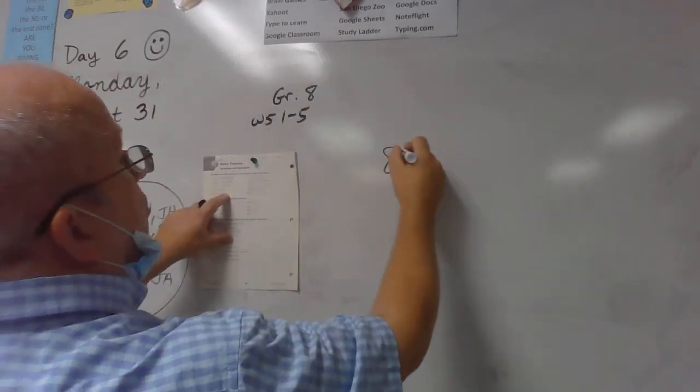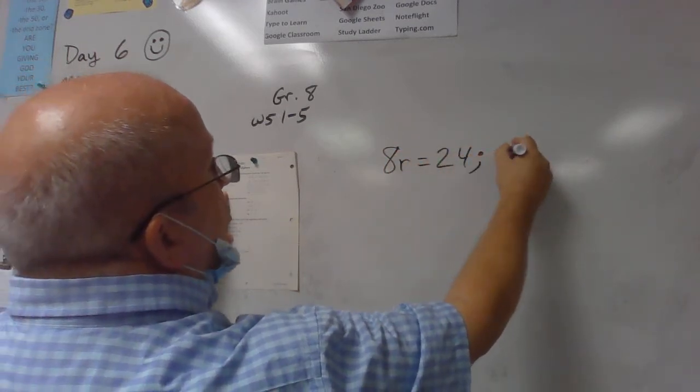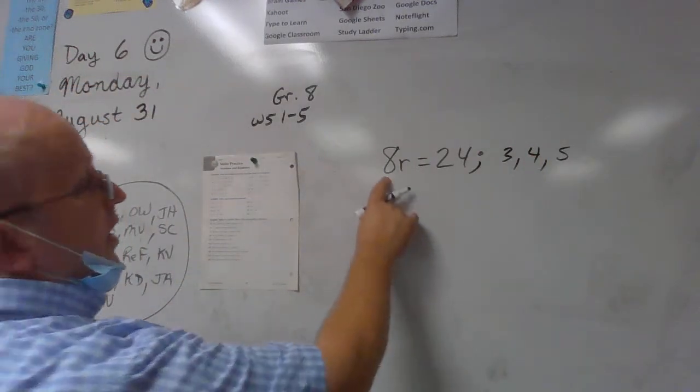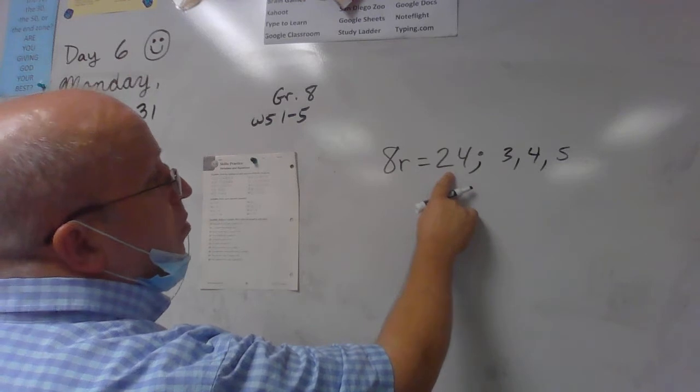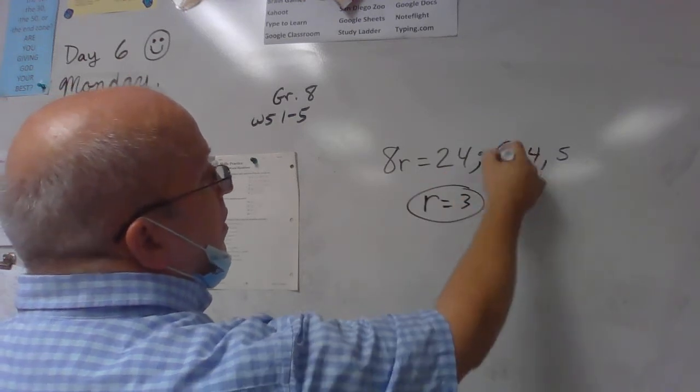Well, it's something like this. 8 times r equals 24, and our choices of answers are 3, 4, and 5. Well, 8 times what number gets me to 24? That should be easy. R is 3, right?